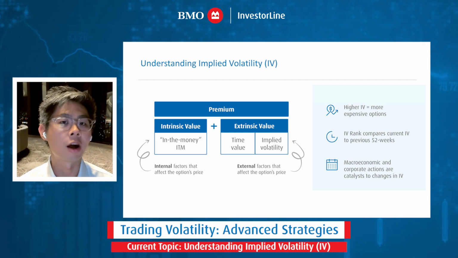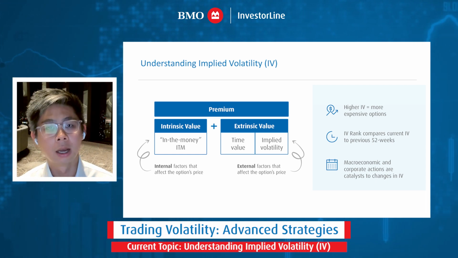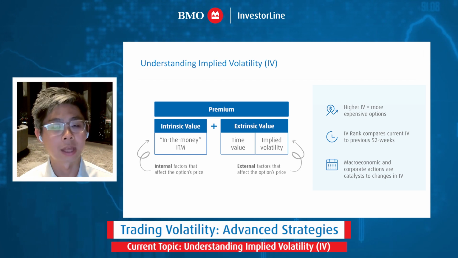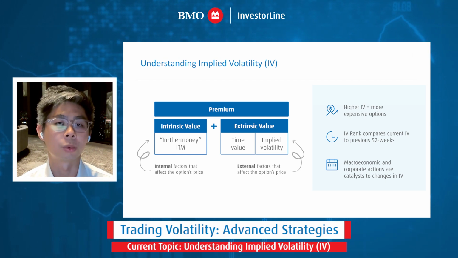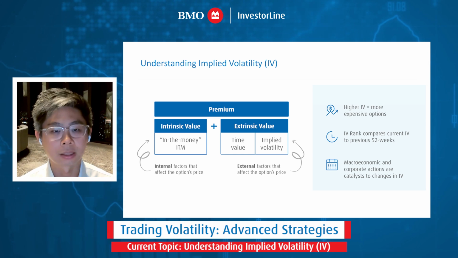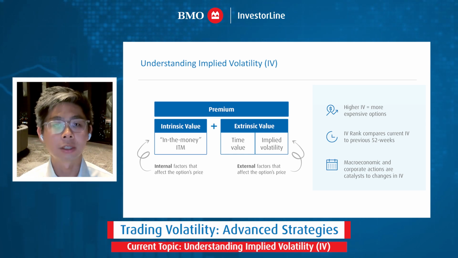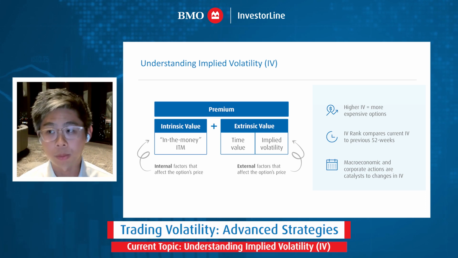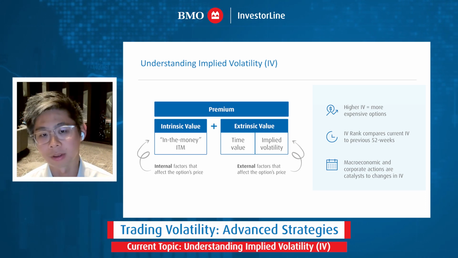So let's start off by first understanding implied volatility, because there might be some confusion as to what that means. There are lots of different types of volatility. So what are we referring to when we say implied volatility? In order to better understand that, we have to look at how an option premium, or the price of an option, is made up.